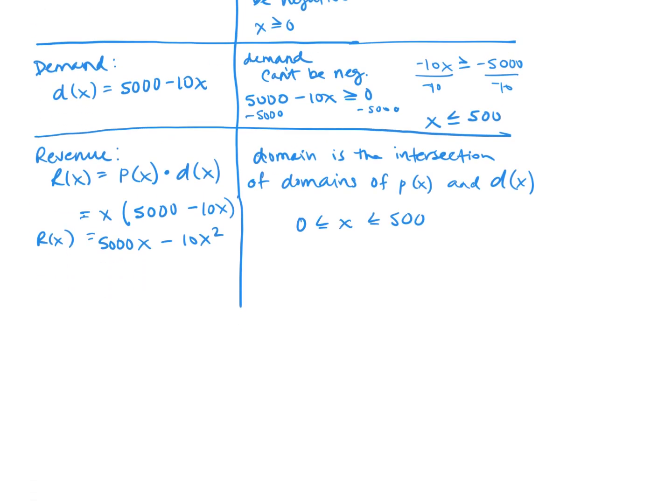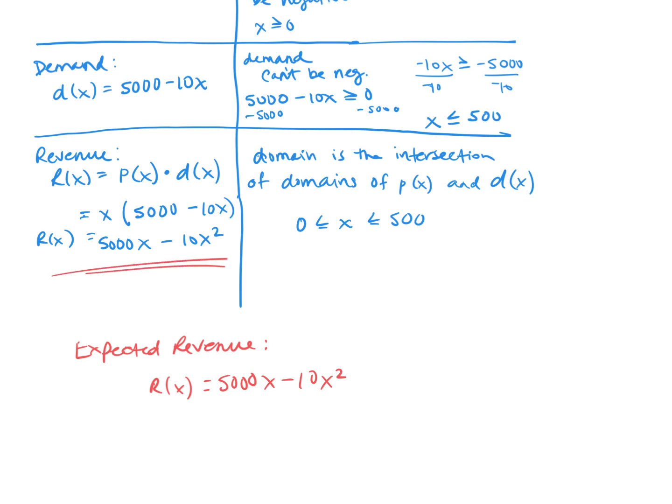So what is the expected revenue? Let's just sum it up. R of x is equal to 5,000x minus 10x squared. That's what we got up here when we multiplied them out, and we will identify that the domain is 0 is less than or equal to x is less than or equal to 500.